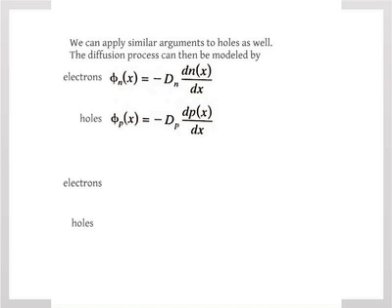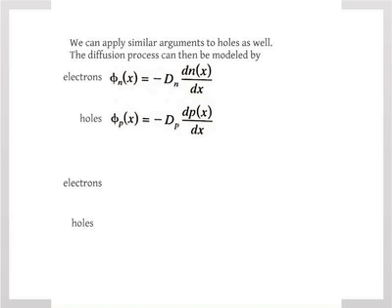Okay, so the idea is that we can, of course, apply the same principle for holes as well. If you have a highly concentrated region of holes, of course, they will diffuse as well. And you still have the negative sign because it has nothing to do with the charge of the carrier in this case, right? It just has to do with the fact it goes from high concentration to low concentration. You will still have a minus sign there. So the equations look exactly the same.